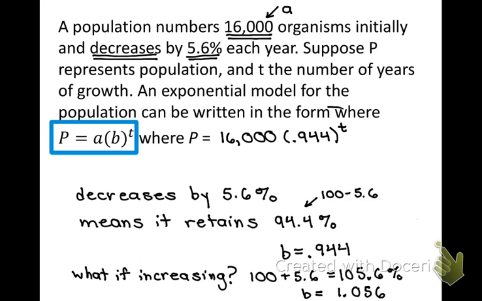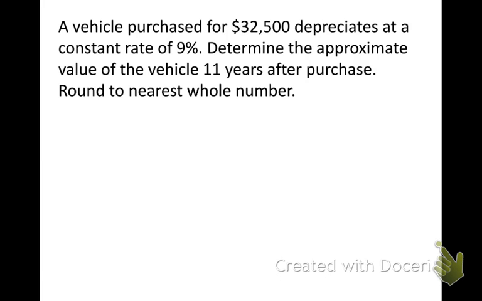All right, our next problem is a depreciation problem, which again means that it's decreasing. We have a vehicle that was purchased for $32,500 that depreciates at a constant rate of 9%. Determine the approximate value of the vehicle 11 years after purchase. Round to the nearest whole number. Now, this particular problem is going to follow that same model of P equals A times B to the t. Now, that initial value of my vehicle was $32,500.